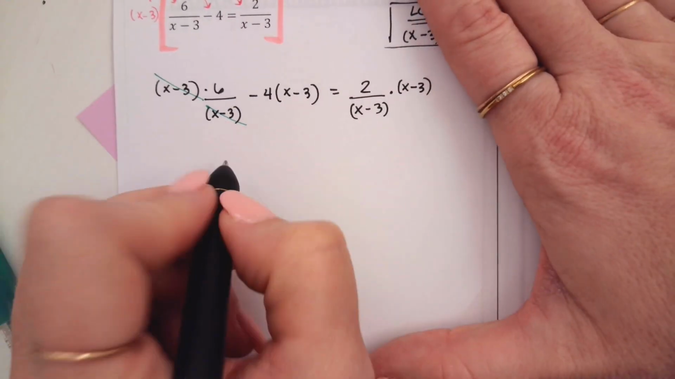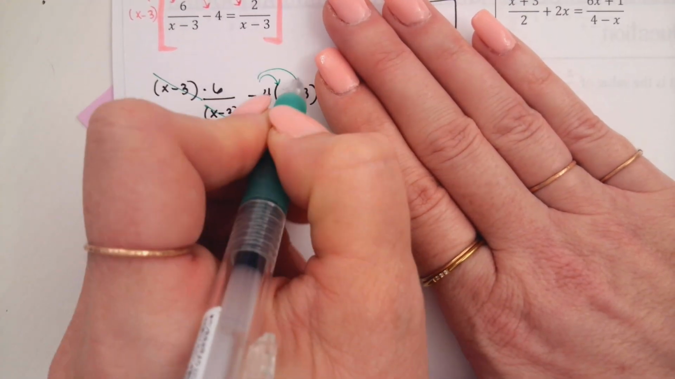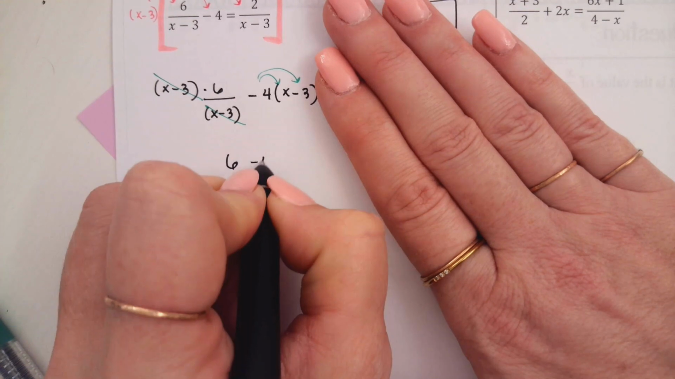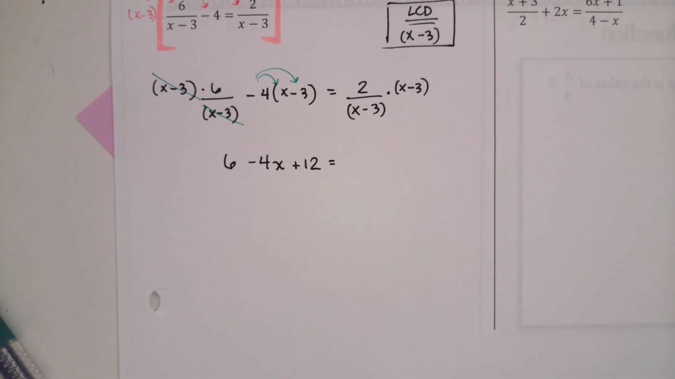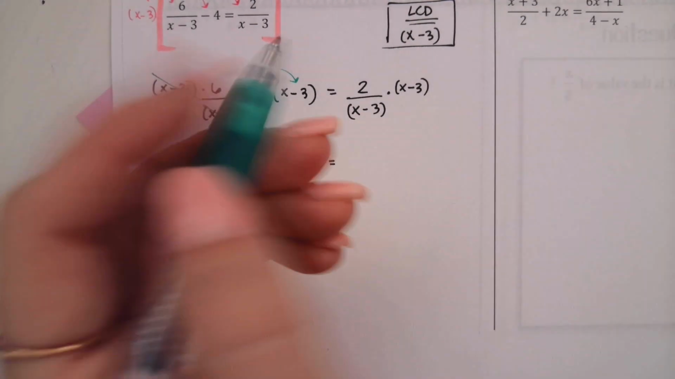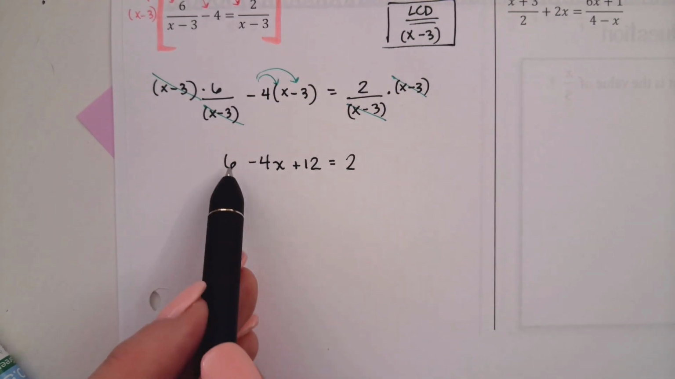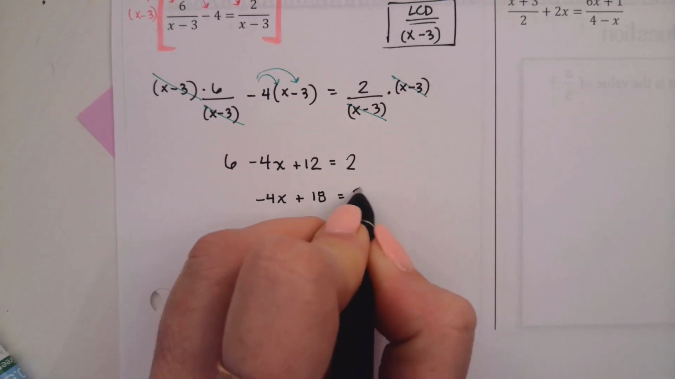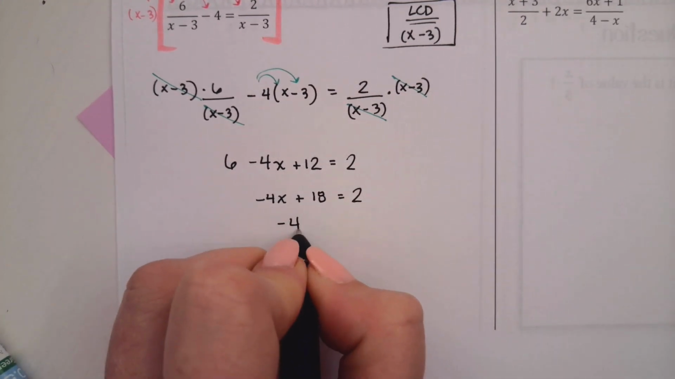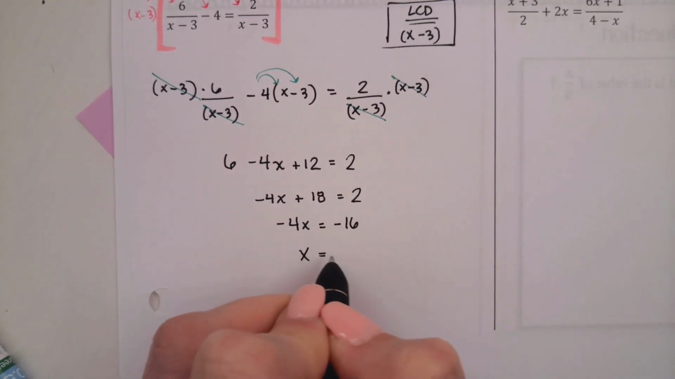A 6. For the second one, we have a negative 4 that we need to distribute. So that would become what? Negative 4x plus 12. Very good. On the right side, it's going to be 2, because our x minus 3's cancel. Look how beautiful that was. Didn't that turn out nice? We add 12 and 6 to get negative 4x plus 18 equals 2, which means x equals 4.